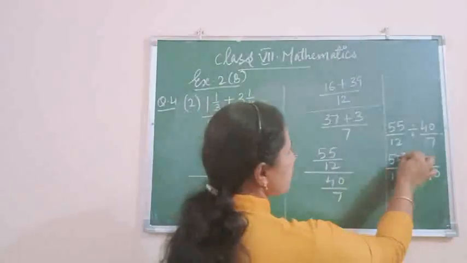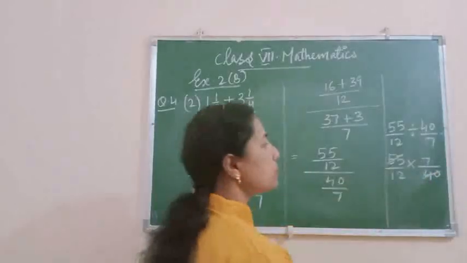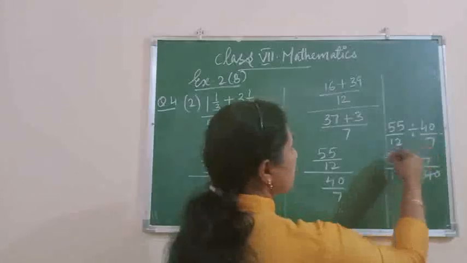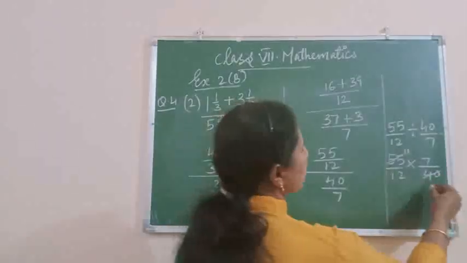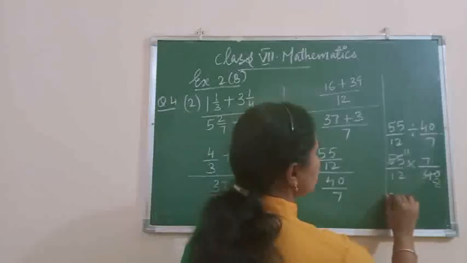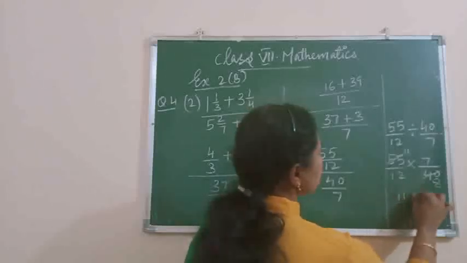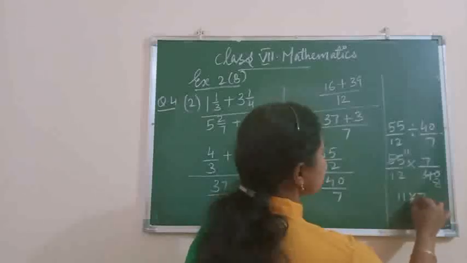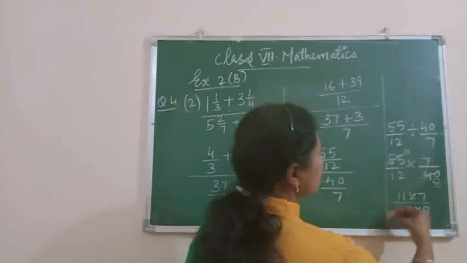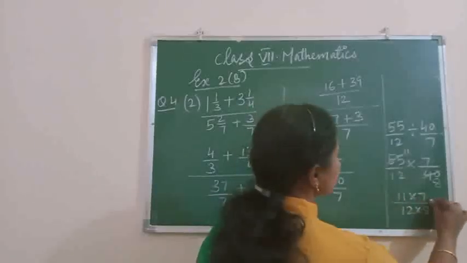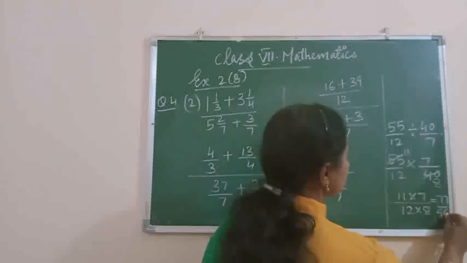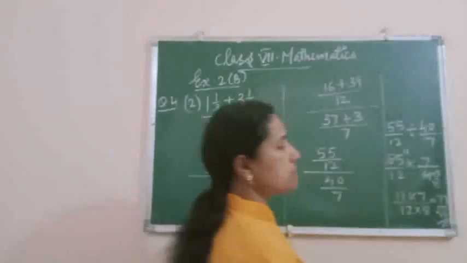Now see this 55 and 40. Both numbers you can divide by 5. 55 divided by 5 is 11 and 40 divided by 5 is 8. Then the remaining numbers you can multiply together and the answer will come like this: 11 multiplied by 7 upon 12 multiplied by 8. Now do the multiplication. 11 into 7 is 77 upon 12 into 8 is 96. This is the answer of this question.